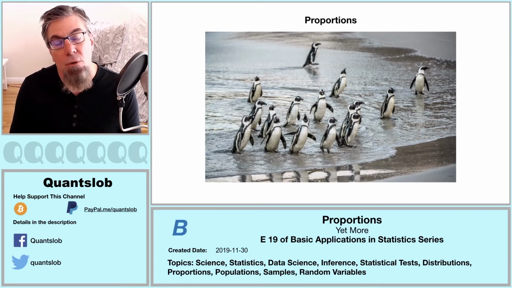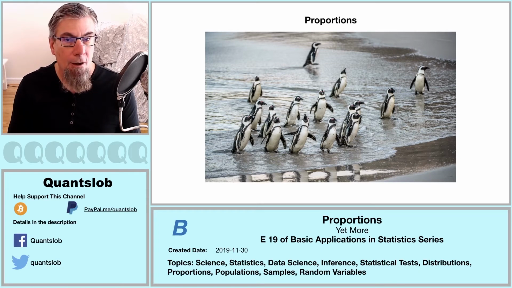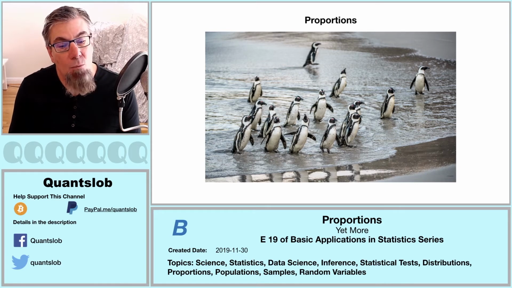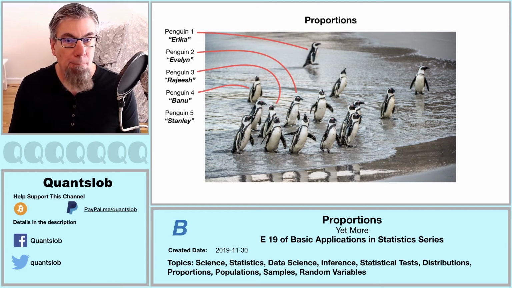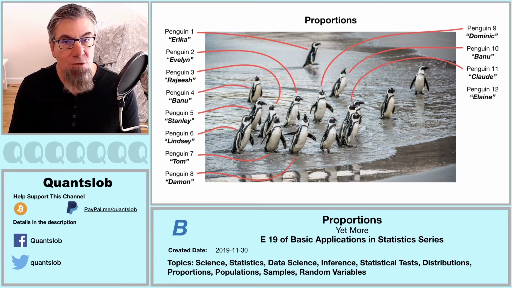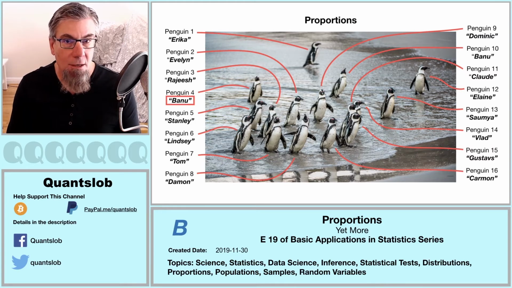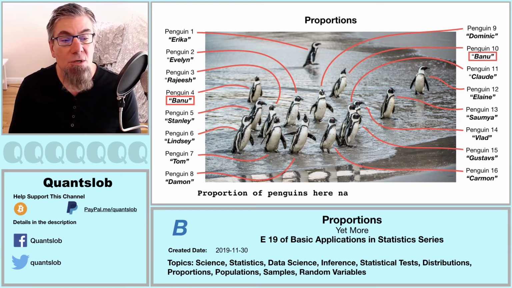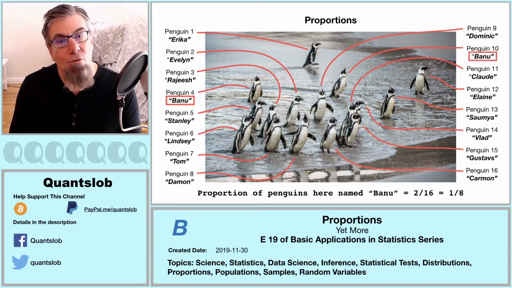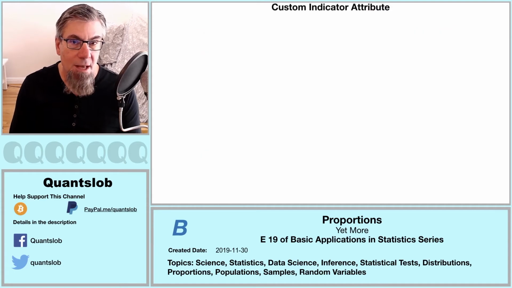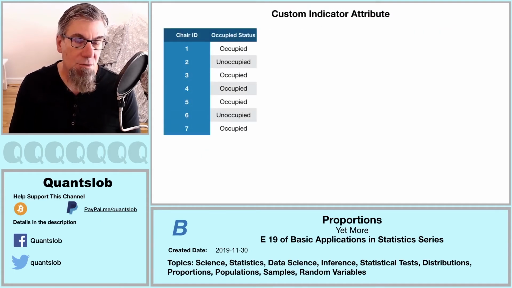For another example, we may have a waddle of penguins returning from a nice, refreshing swim and wonder what proportion are named Banu. Seems like a reasonable avenue of investigation. Assuming we have access to these penguins' first names, we can calculate our proportion. We have 16 penguins here, and look at that, two of them are named Banu. It seems like it would be a little bit confusing for them, but then again, who are we to stand in judgment of a bunch of penguins?